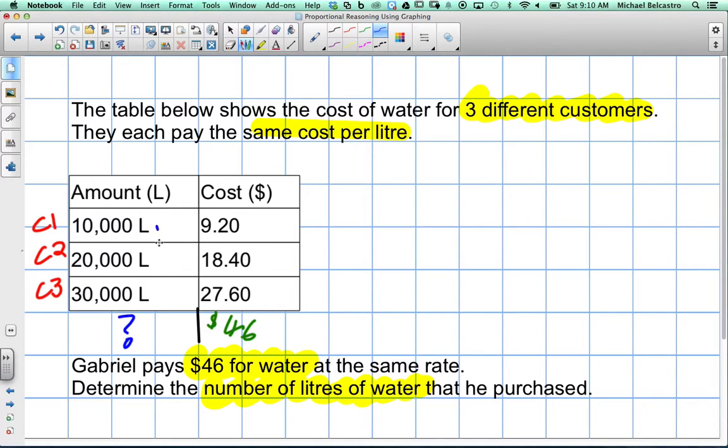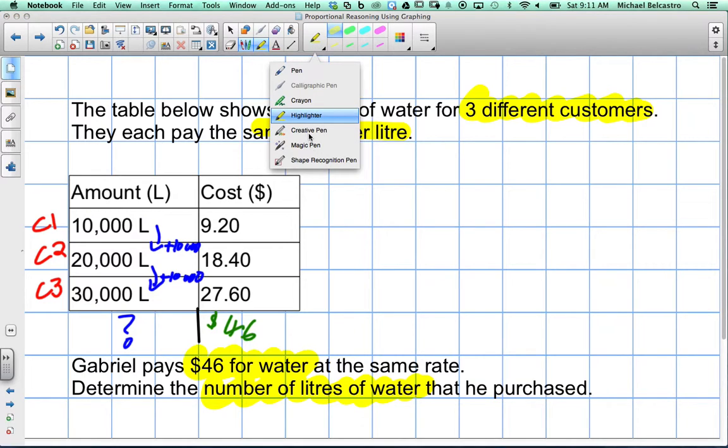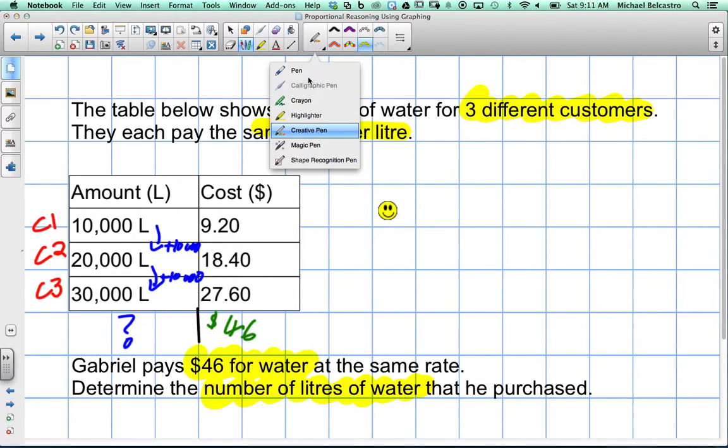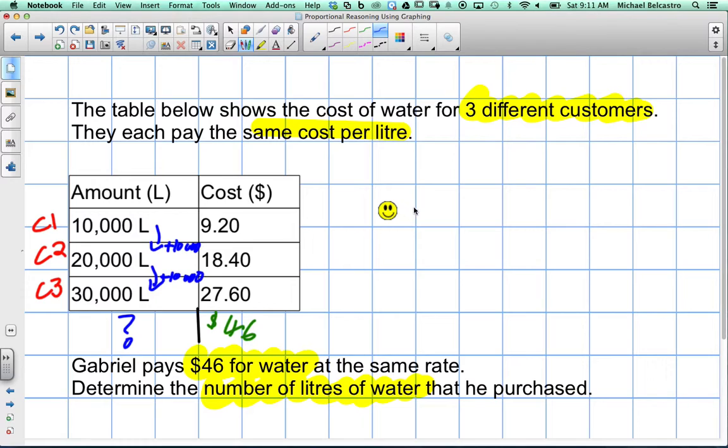Our cost being $46. We don't know how many liters he purchased. Our 10,000, this is what we're increasing by, 10,000 every time. That's a good value to maybe use for this question. So each of our counters is going to be 10,000 liters. Let me see if I can get something here. What we'll use is a snowflake. That's kind of hard to see. Let's use a happy face for liters. Perfect. So each happy face is going to equal 10,000 liters. So there's our first ratio.